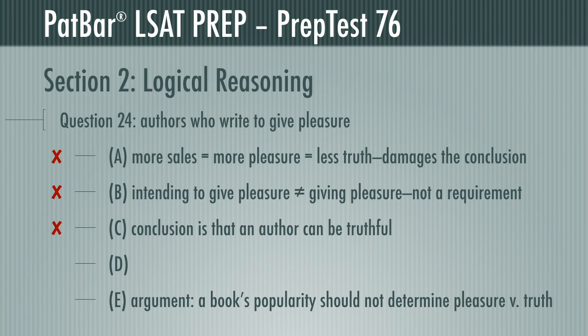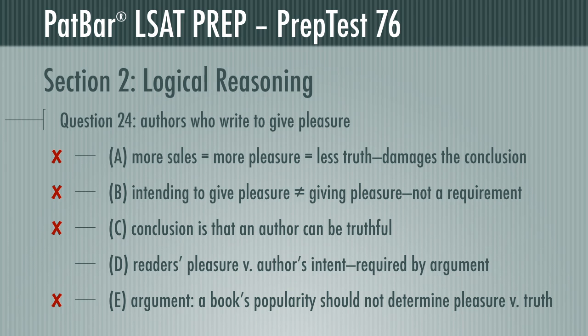Therefore, assuming the opposite of E, that a book cannot be popular for reasons other than its ability to give pleasure, actually helps the argument. If D were false, that a book may please you anyway even if it wasn't the author's intent, that collapses any argument that it's your pleasure rather than the author's intent that affects the book's truthfulness. D is the correct response.